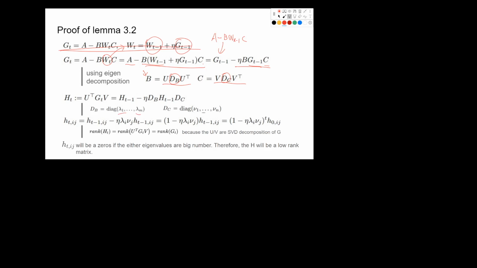And the U^T will be the eigenvector matrix. So this is a series defined in linear algebra. Okay, so in this way we can define the H_t to be the U^T G V here. This is by definition. So after we do this definition, we could just substitute this conclusion to here.